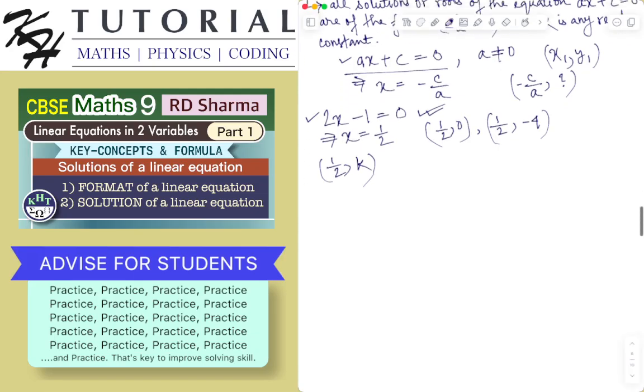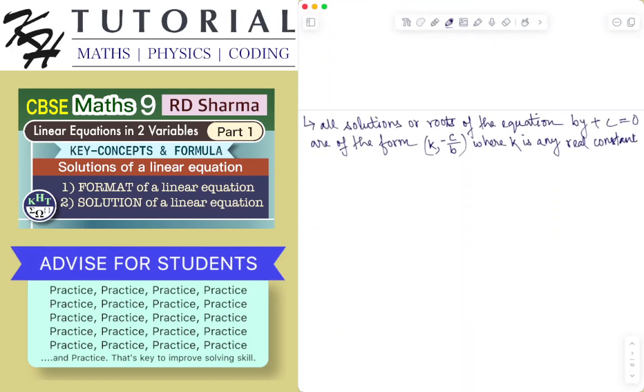Okay, the next concept is similar. Suppose the given equation is in the form by plus c is equal to 0. In this case, we do not have x. If we have to consider this as a linear equation in two variables x and y, what will be the roots? Since actually this is a linear equation in one variable y, we can easily say that the only possible value of y that will satisfy this equation will be minus c by b.